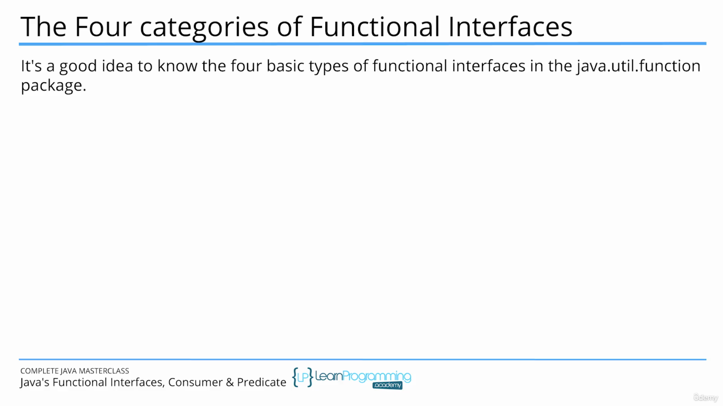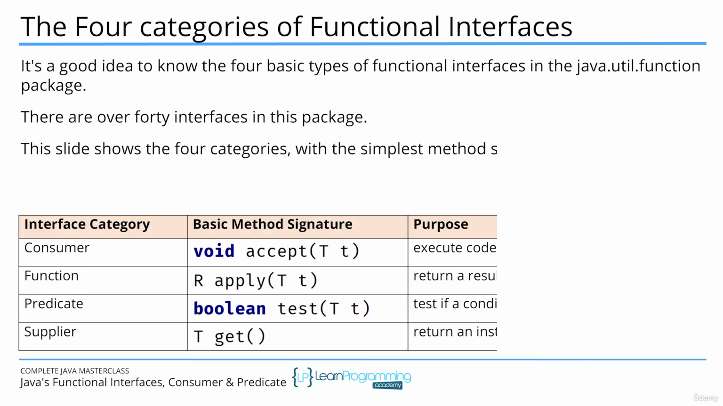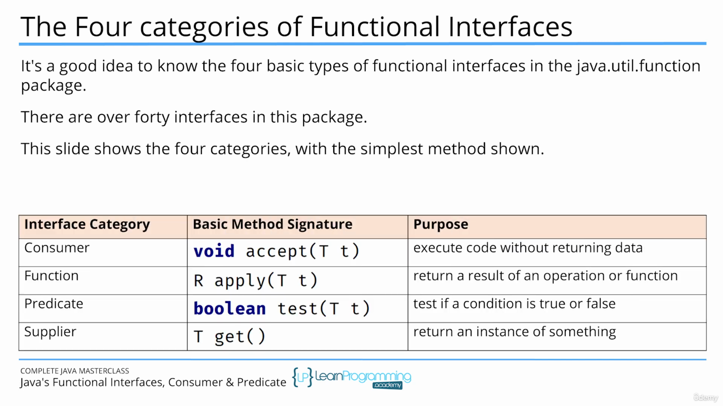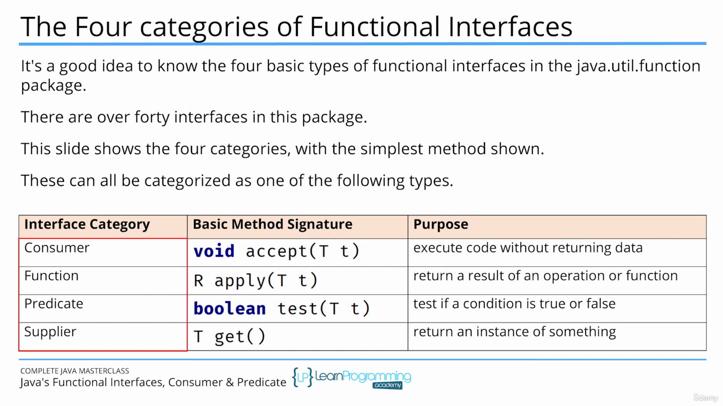It's a good idea to know the four basic types of functional interfaces in the java.util.function package. There are over 40 interfaces in this package, but I don't want you to feel overwhelmed by that. This slide shows the four categories, with the simplest method shown. These can all be categorized as one of the following types: consumer, function, predicate, or supplier.